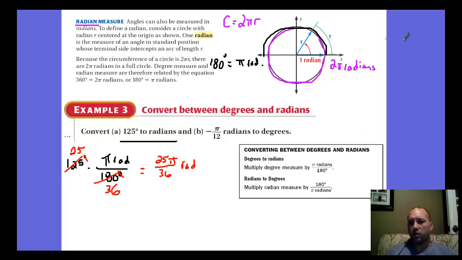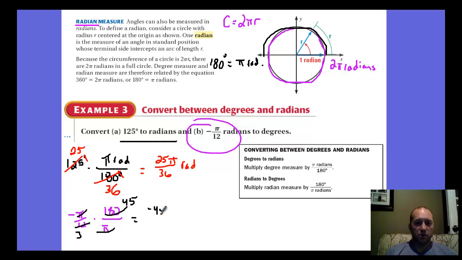Let's do another one. Let's go the other way. Let's take negative pi over 12. That's in radians. I'm going to multiply by a fraction. I'm going to put the pi radians in the denominator and put 180 degrees in the numerator. Now when I reduce this, the pi's reduce out, and I can reduce the 12 and the 180 by 4. So I get negative 45 over 3, which I can actually divide, and I get negative 15 degrees. So negative pi over 12 is the same thing as negative 15 degrees.